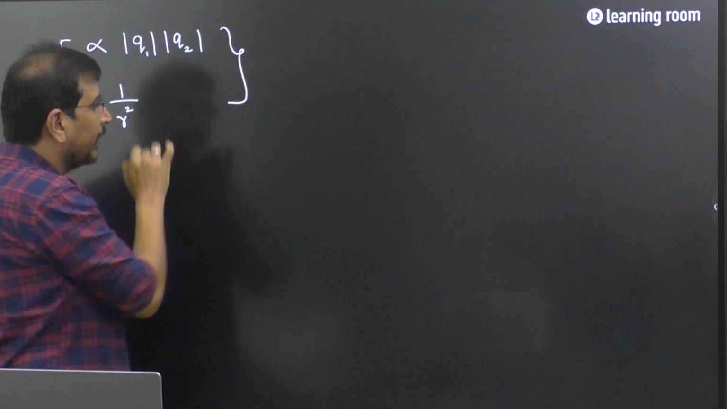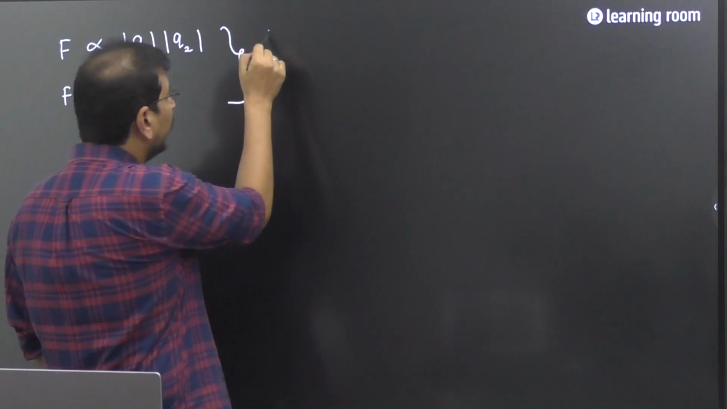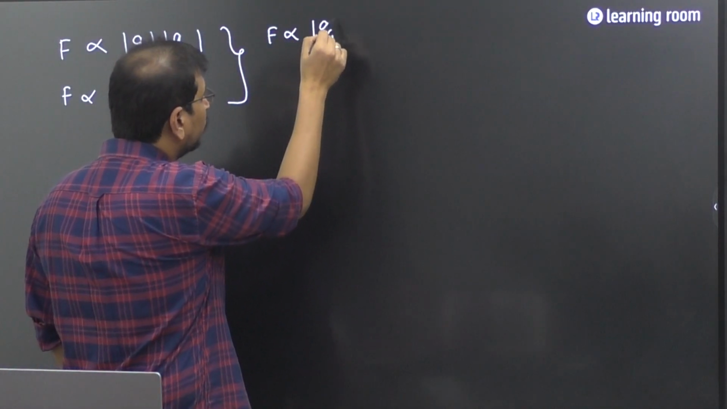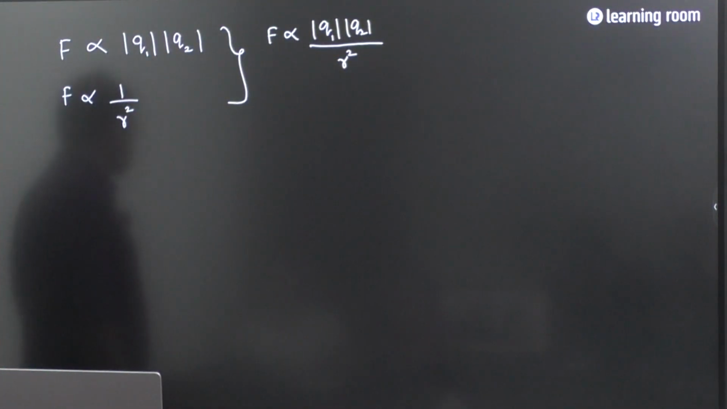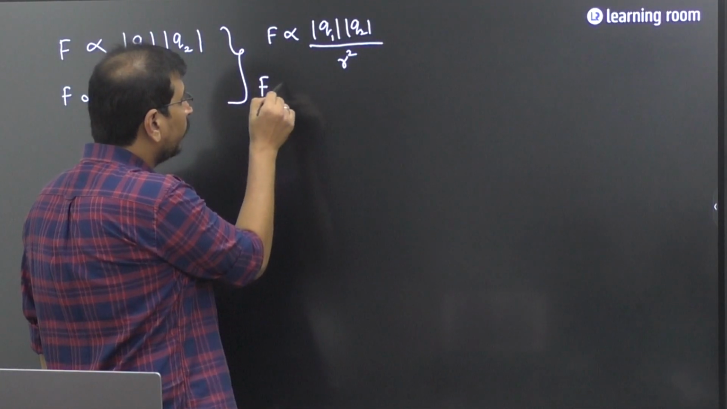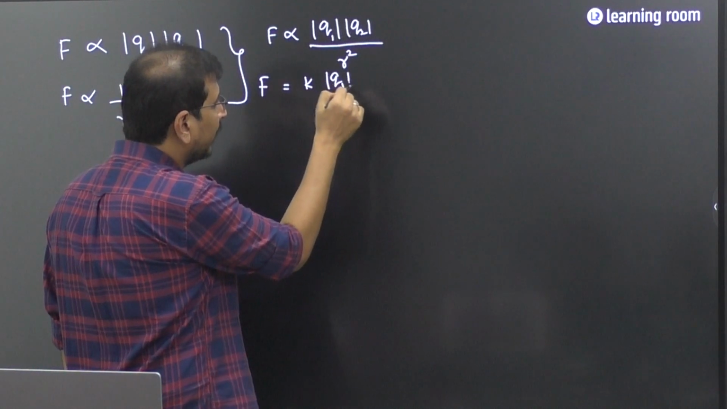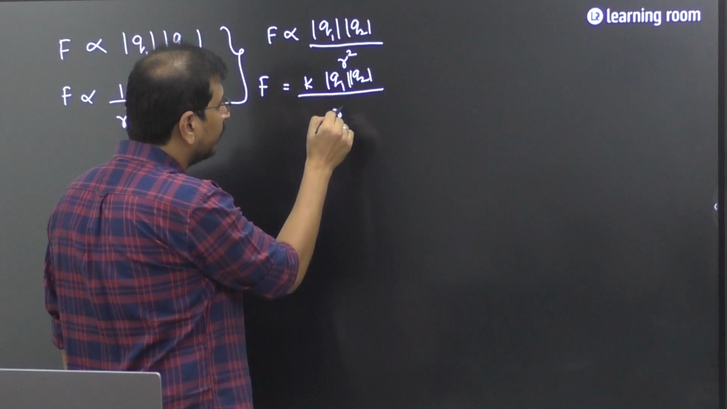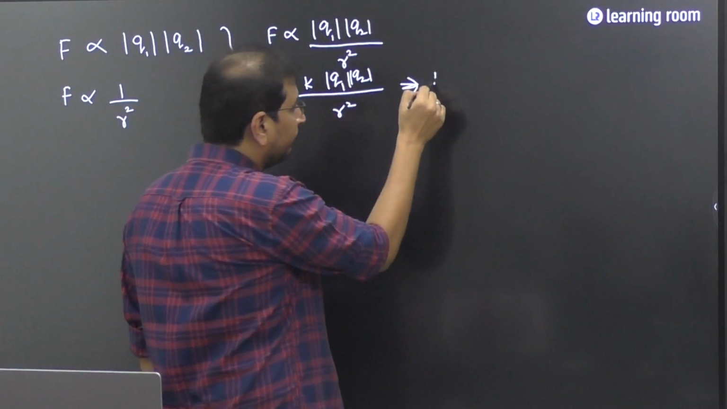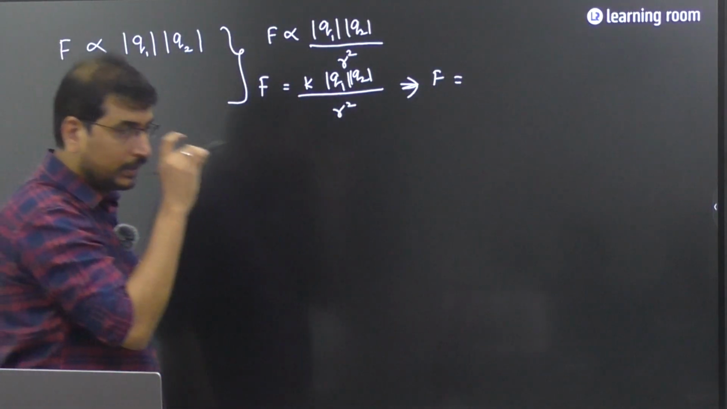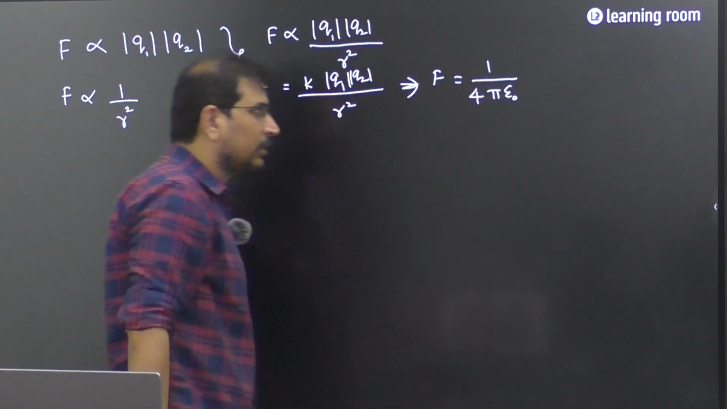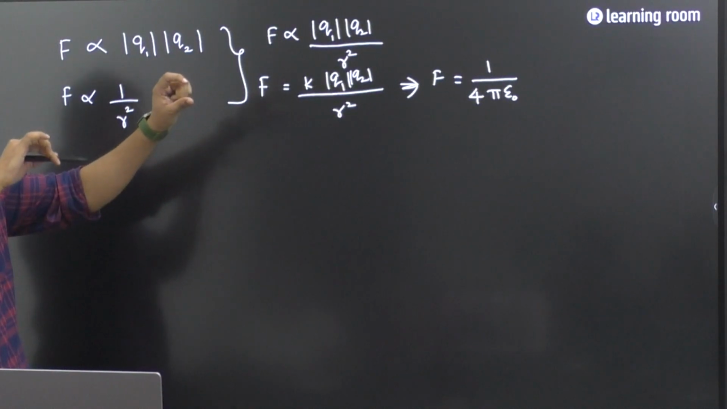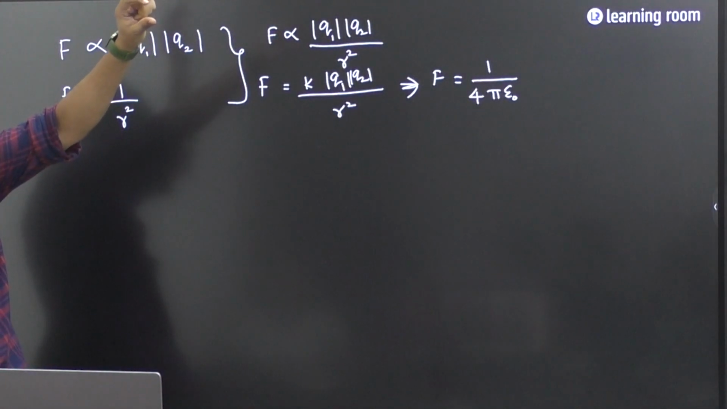So obviously if I combine these two, what will I get? F is directly proportional to magnitude of Q1 into magnitude of Q2 divided by R square. So when I remove the proportionality symbol, what am I supposed to do? You need to introduce a constant, K. So F equals K into magnitude Q1 into magnitude Q2, the whole divided by R square, where K is 1 divided by 4 pi epsilon naught. The symbol is called epsilon naught, epsilon with a circular name at the bottom.